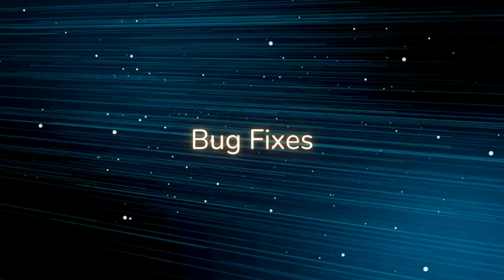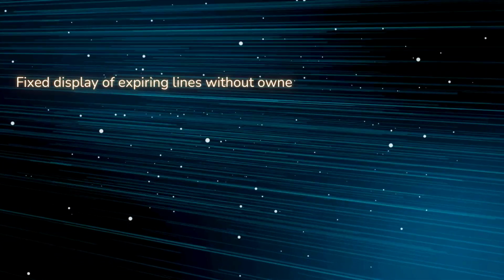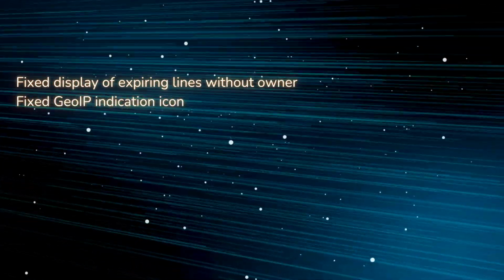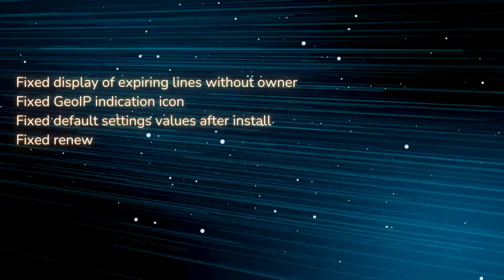Bug fixes. Fixed display of expiring lines without owner. Fixed GOIP indication icon. Fixed default settings values after install. Fixed renew modal on mobile.